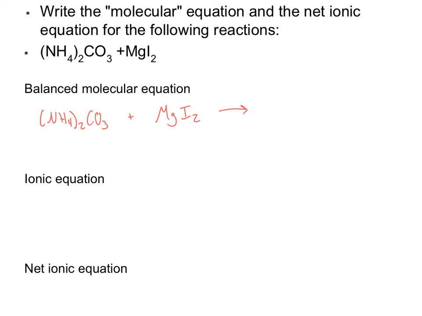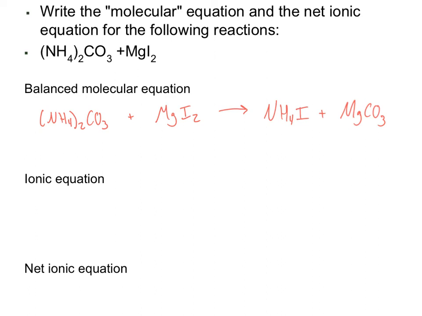We can see that one of our new anion-cation combinations is going to be NH4, which is a 1 plus, and I, which is a 1 minus. And so a 1 plus and a 1 minus coming together will give us a formula of NH4I. Our other combination is going to come from magnesium and carbonate. Magnesium is a 2 plus, carbonate is a 2 minus, giving us a formula of MgCO3.